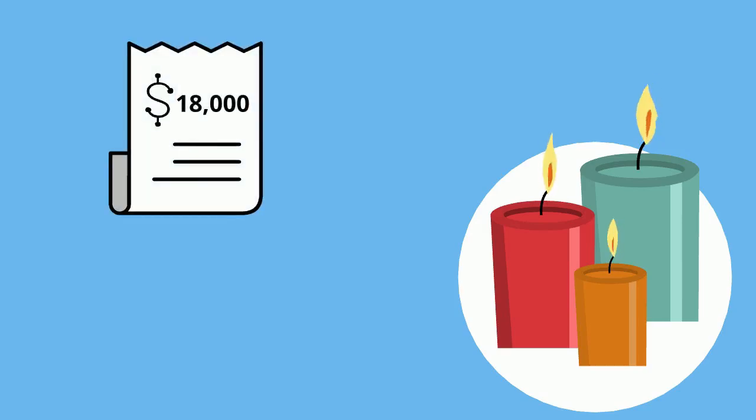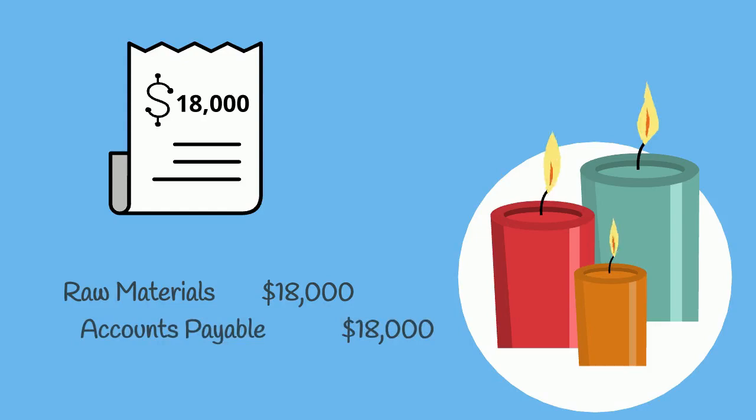To begin production, we need to buy materials. We purchase all the wax and wicks and fragrance and everything we need to make the candles. The total of all our materials we purchase comes to $18,000. We would debit raw materials for $18,000. Let's assume we purchased these on account. Therefore, we would credit accounts payable for $18,000.